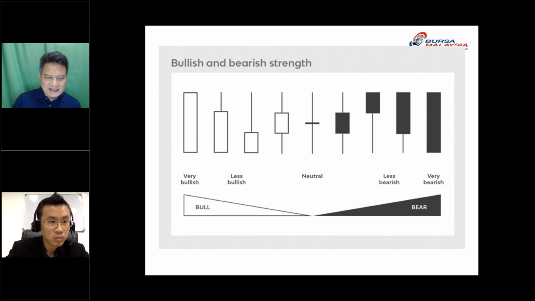And how do we measure which one is a strong candle or a weak candle? The one that is big is very bullish, as we can see here. The smaller the body, the less bullish it is. And when it is just a cross like this, it is neutral. This is bearish, this is less bearish, and this is very bearish. The longer one is very bearish, then less and less, smaller and smaller. So there is a bull and a bear.